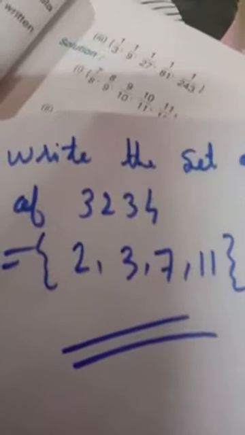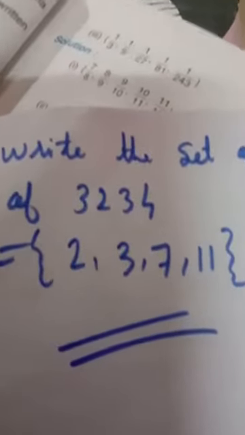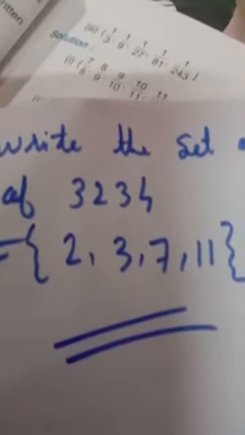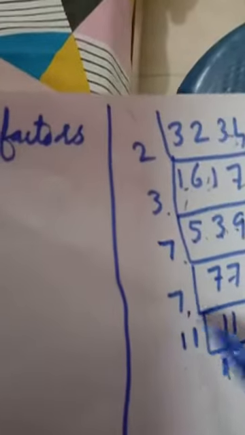Don't write 1, because 1 is not a prime factor. The smallest prime number is 2, then 3, 7, 11. Don't repeat any number, because in a set there is no need for repetition.